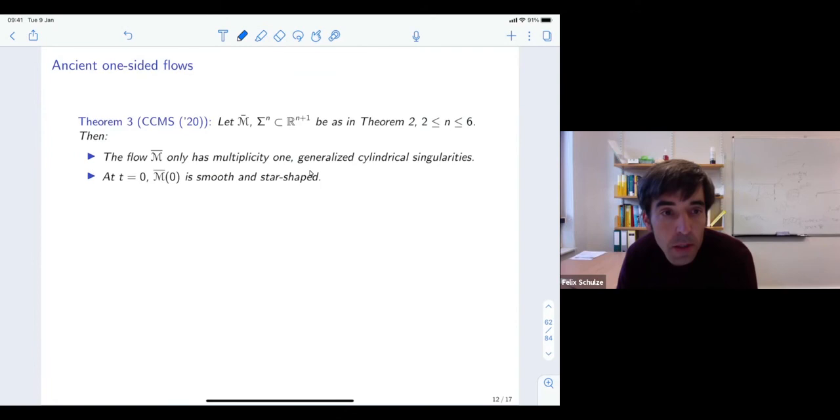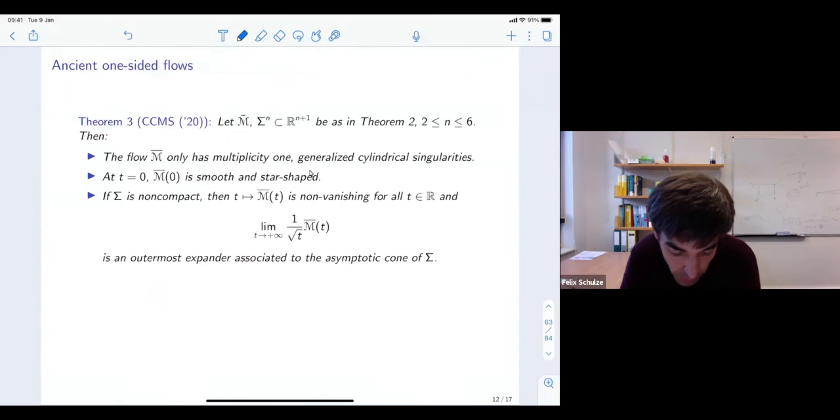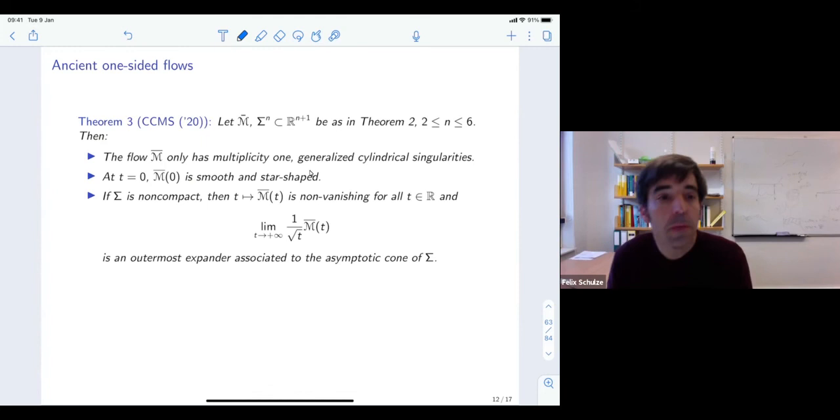And for the experts, what you can also prove, if you have a non-compact shrinker, is that this one-sided flow is also non-vanishing for all times. And the blowdown for positive time converges to an outermost expander associated to the asymptotic cone of sigma. So it really gives you a kind of shortcut from time minus infinity to time plus infinity going through generic singularities. So in some sense, you should see this as a kind of canonical destabilization of these shrinkers.